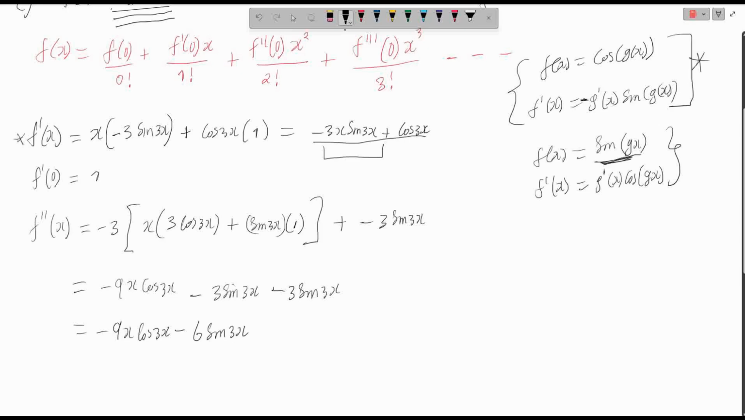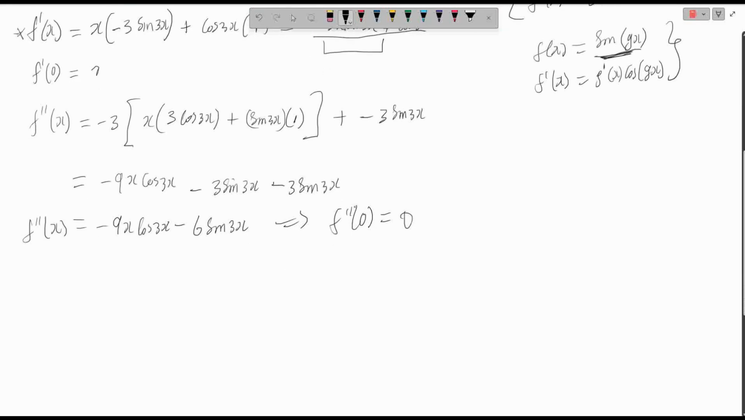Great. So that's the second derivative of our function, and this implies that our second derivative of 0 will simply be 0, right? Because if we insert 0 here, we're going to have 0 multiplied by 1 is 0, minus 6 sine of 0 is 0. So our second derivative is 0.